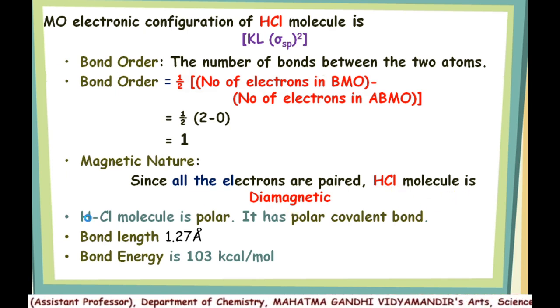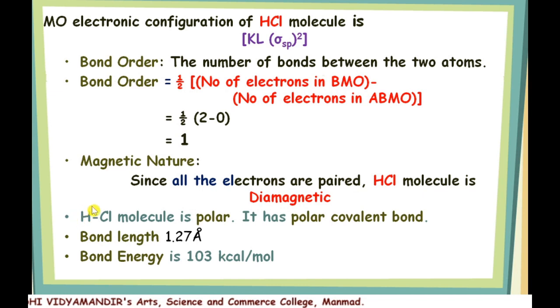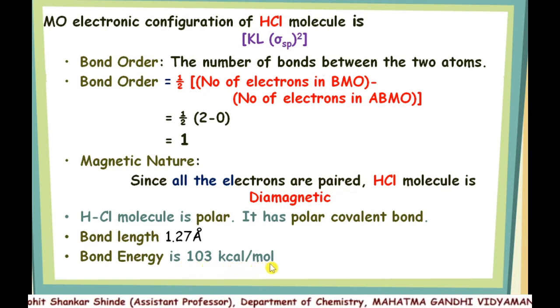We have already discussed there is formation of delta plus and delta minus partial charges. So that's why HCl molecule is polar and it has a polar covalent bond. The bond length in HCl molecule is 1.27 angstrom unit, and bond energy, that is energy required to break the bond, is 103 kilocalories per mole.